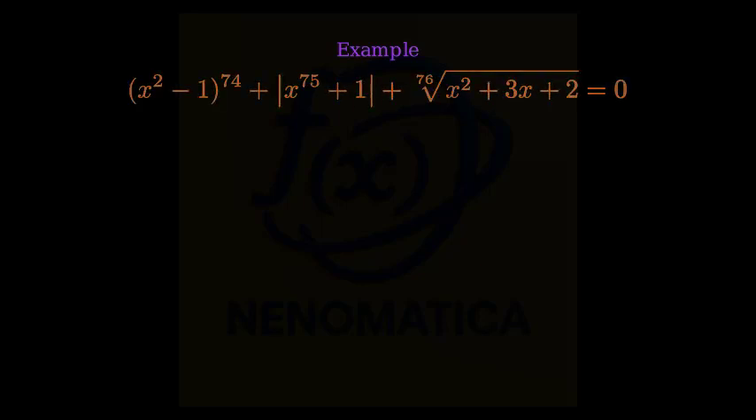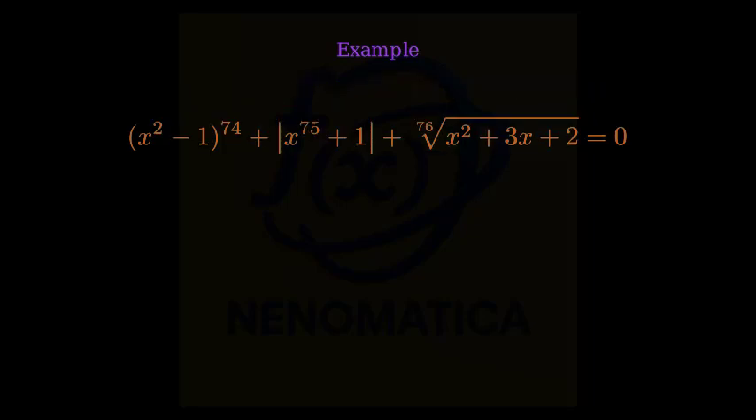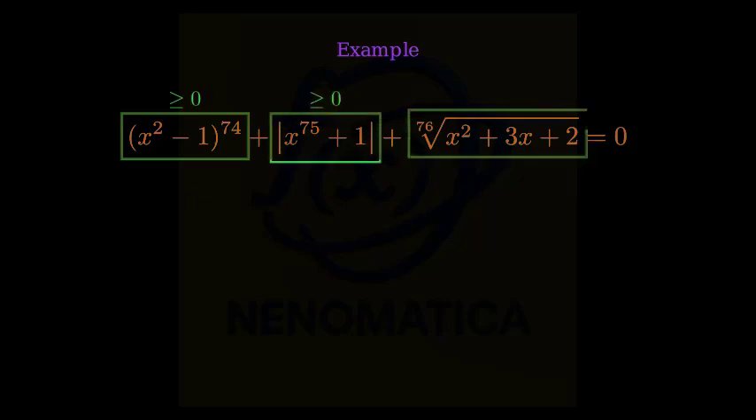Example. We will solve the equation where a sum of 3 non-negative terms equals 0. The equation is (x squared minus 1) to the power 74, plus the absolute value of x to the power 75 plus 1, plus the 76th root of x squared plus 3x plus 2 equals 0. Key idea. Each term is non-negative. The first term is a large even power, so it is greater than or equal to 0. The absolute value is always greater than or equal to 0, and any even index root of a non-negative number is also non-negative. Therefore, because a sum of non-negative terms equals 0, every term must individually be 0.